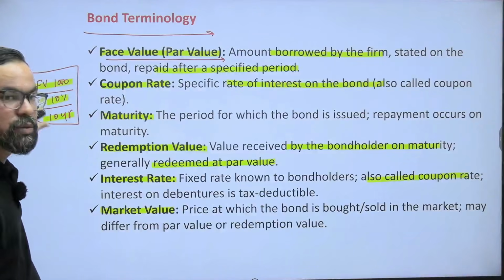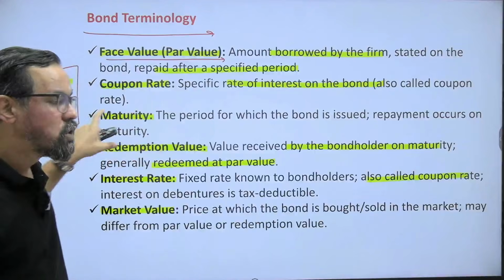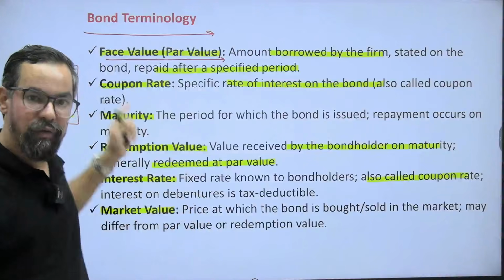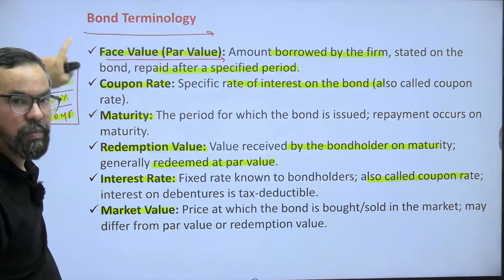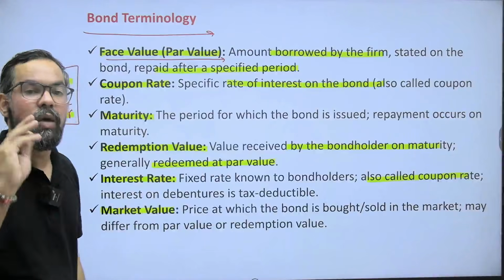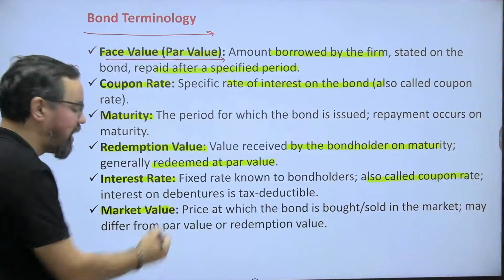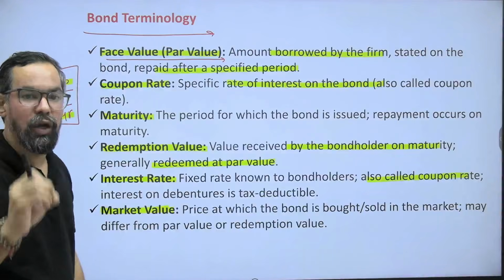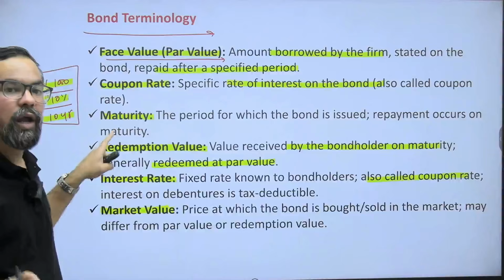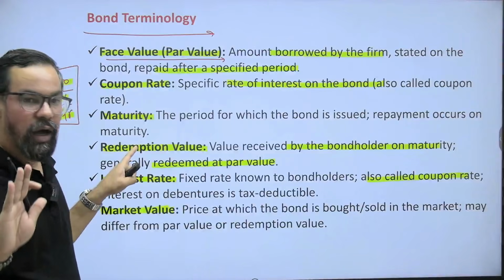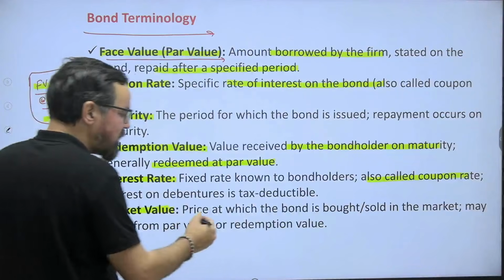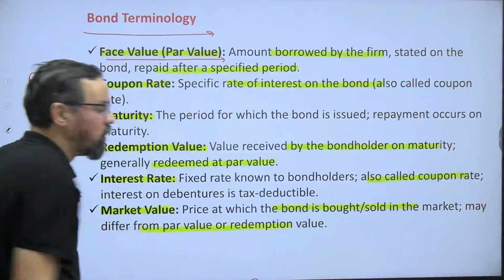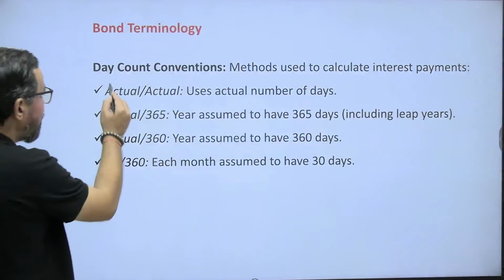Nowadays bonds generally get traded in the secondary market. So the market value is generally decided on the basis of demand and supply. Let's say if there is a high demand for that particular bond, the value will go up. Suppose that bond is currently trading at 1050 rupees. That is the market value of that bond, which differs from the face value or par value. But at the end of the maturity period, at the end of the 10th year, it will come down to the face value of that bond. The price at which the bond is bought or sold in the secondary market may differ from the par value or redemption value.